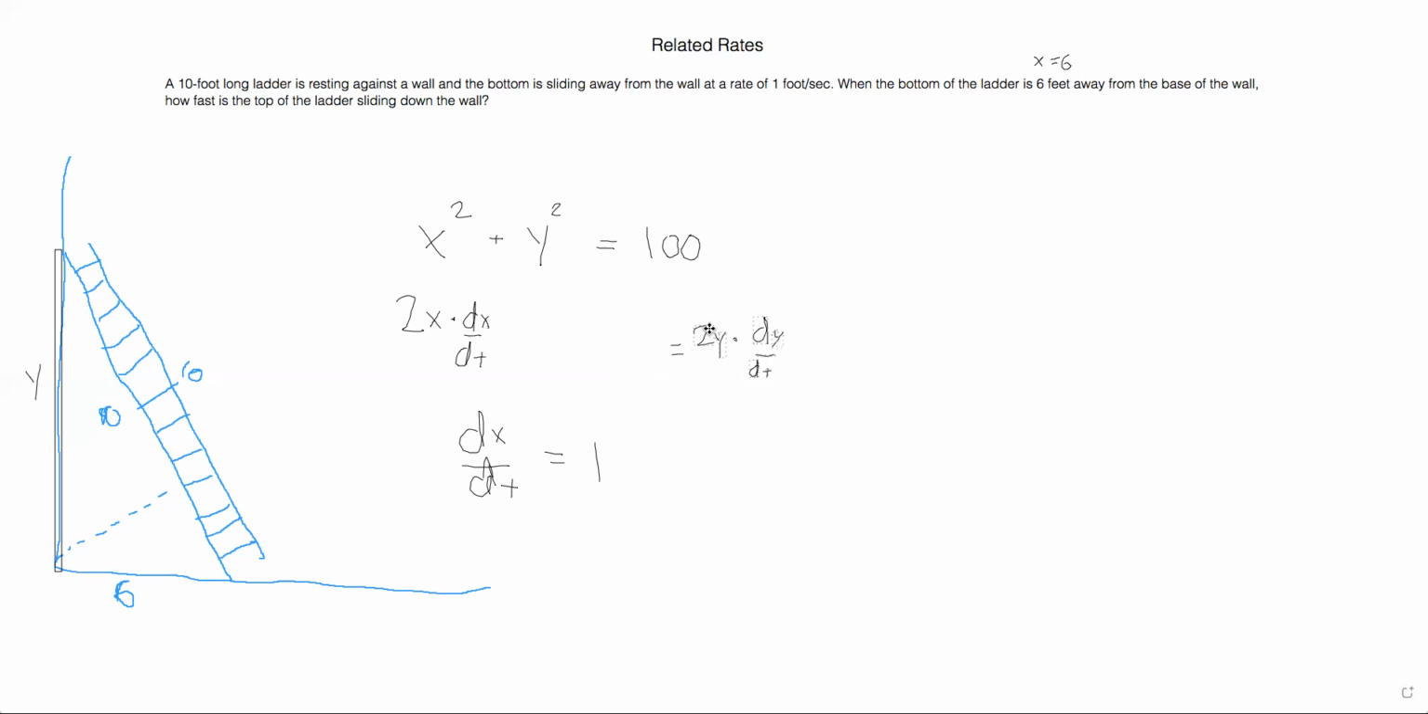Where did the 12 come from? Well, x is 6, right? At that exact moment that we want to find dy over dt. Oh, I see. And dx over dt is 1. So we would have 12.